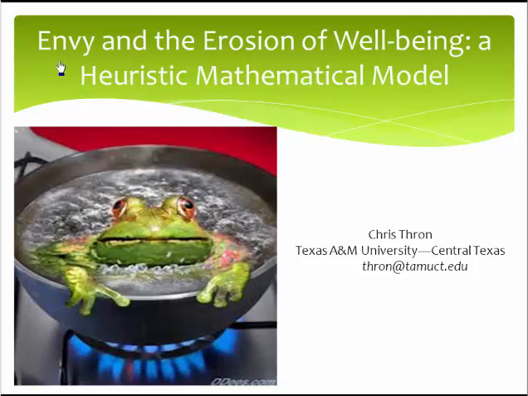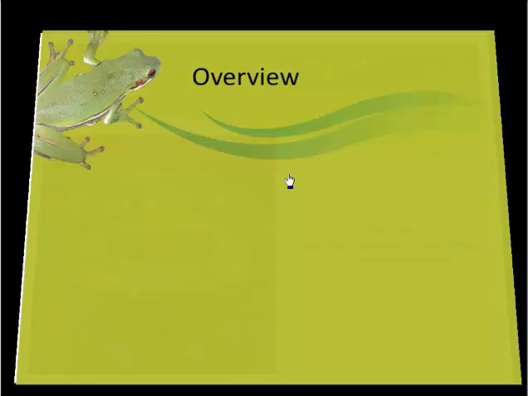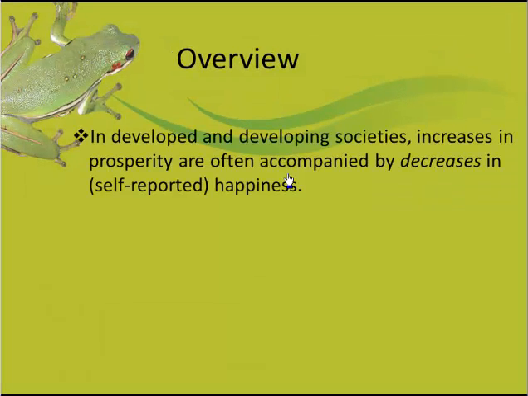Okay, I'm going to talk about envy and the erosion of well-being, a heuristic mathematical model. And here is an image of a frog in a pot. I think you'll see that this is appropriate to this talk. Let me give an overview.